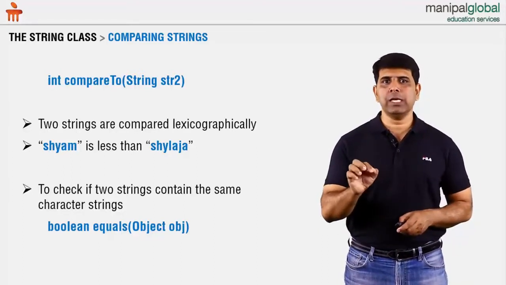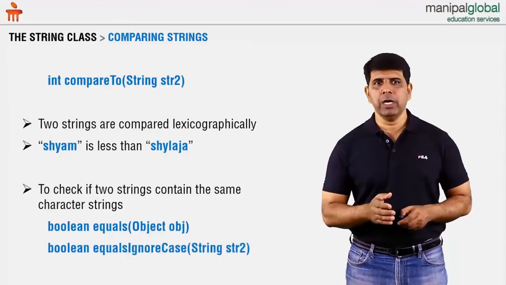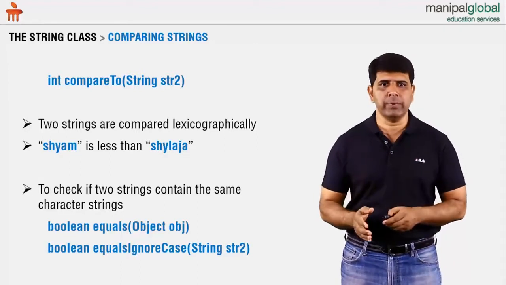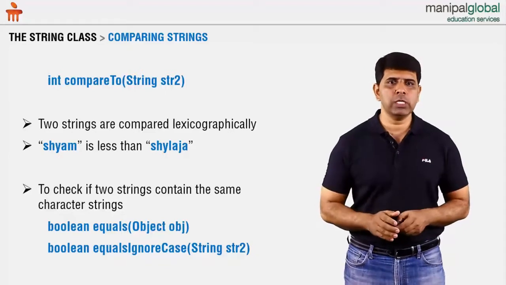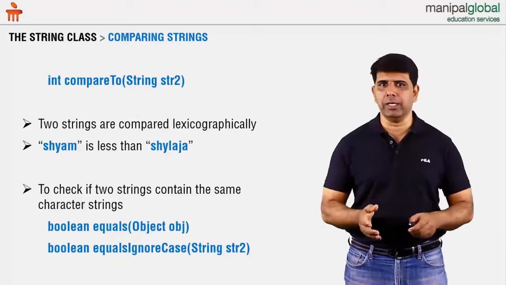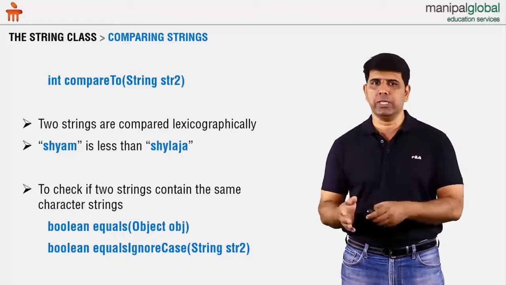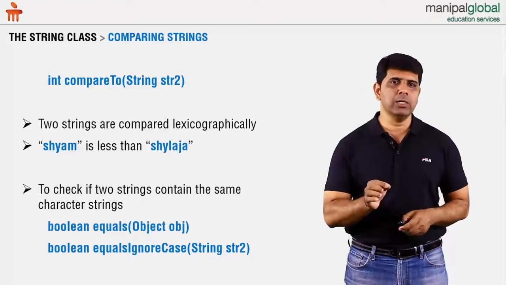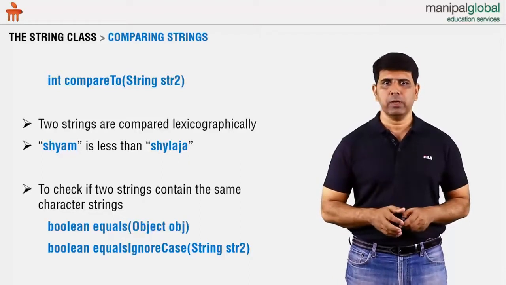This is also case sensitive, which means if you sometimes have case insensitive comparisons to do, use equalsIgnoreCase. That takes a string as a parameter, not anything else. So you can't really compare a string with any other object with this method. However, the return type is still boolean.